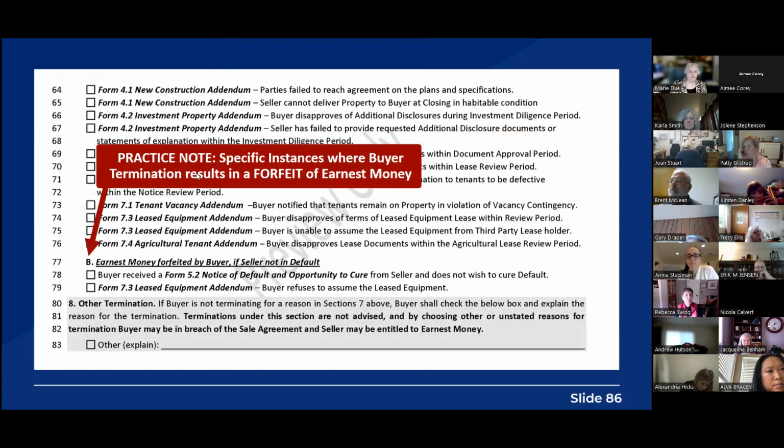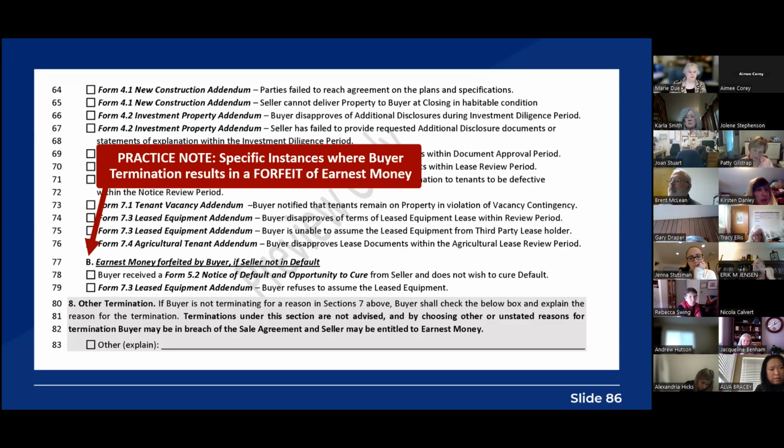Specific instances where the buyer terminates results in a forfeiture of earnest money. Earnest money forfeiture by buyer if seller is not in default. Buyer received a form 5.2 notice of default to cure, and the seller does not wish to cure the default. And then leased equipment, buyer refuses to assume the leased equipment. Again, leased equipment, most of the time when we see leased equipment nowadays, it has to do with solar panels.